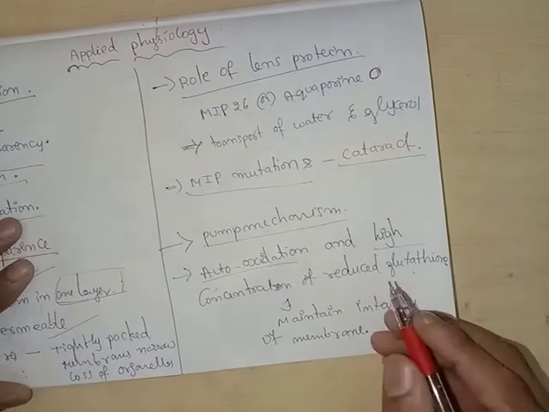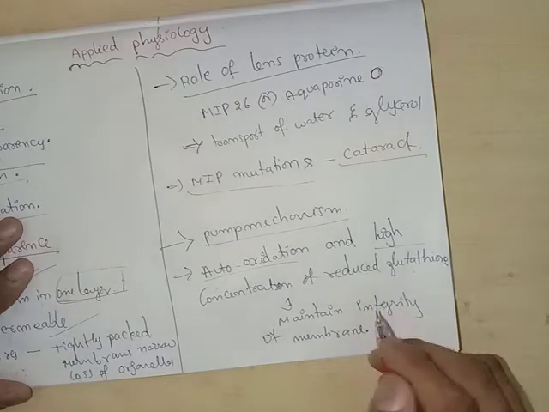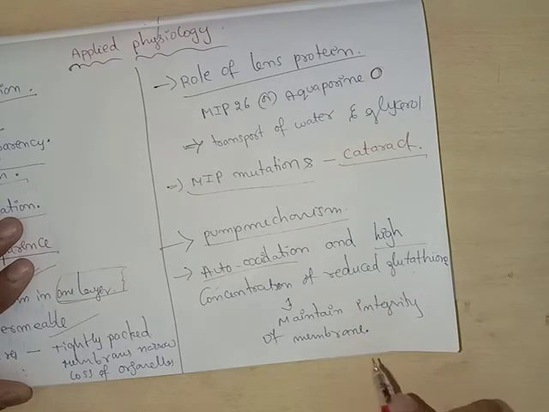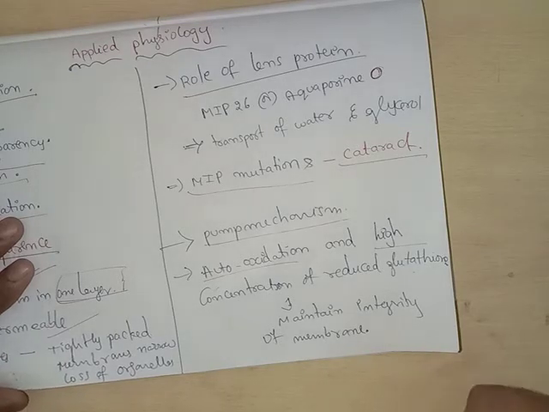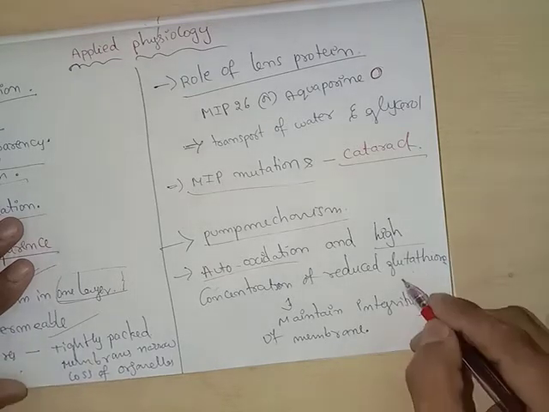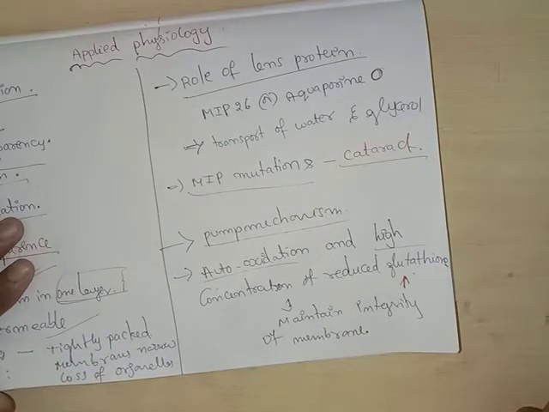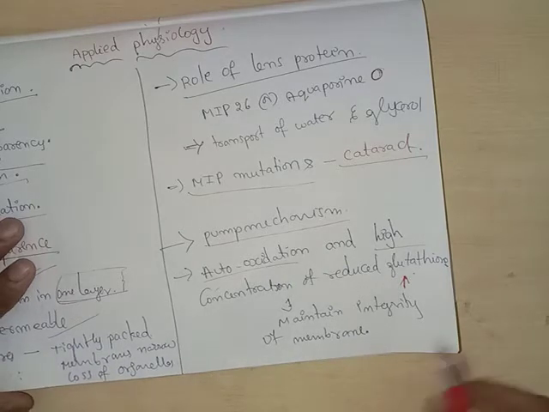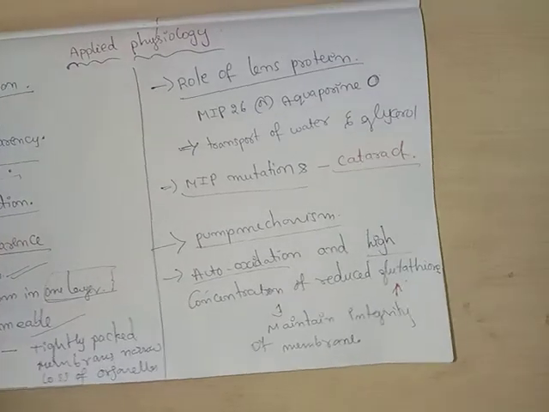The lens produces many superoxides and lipid peroxides which are toxic to the lens. There is a high concentration of reduced glutathione, and this helps to get rid of these toxic substances, thereby keeping the lens healthy. And also other vitamins, vitamin E and vitamin C, help in lens health.